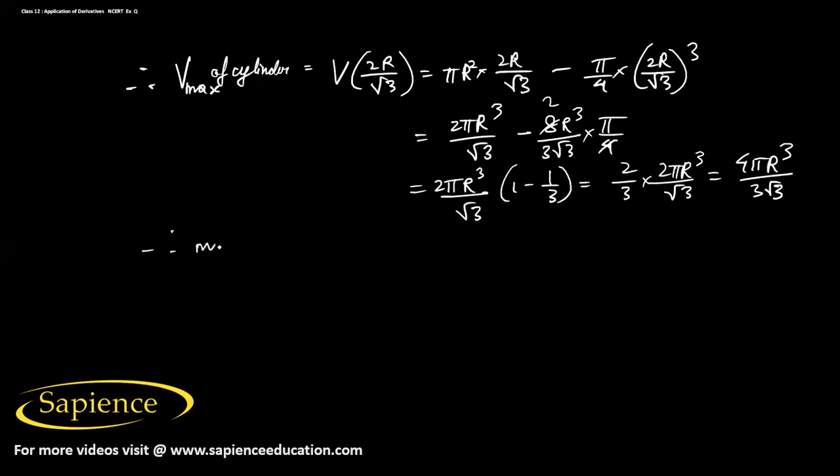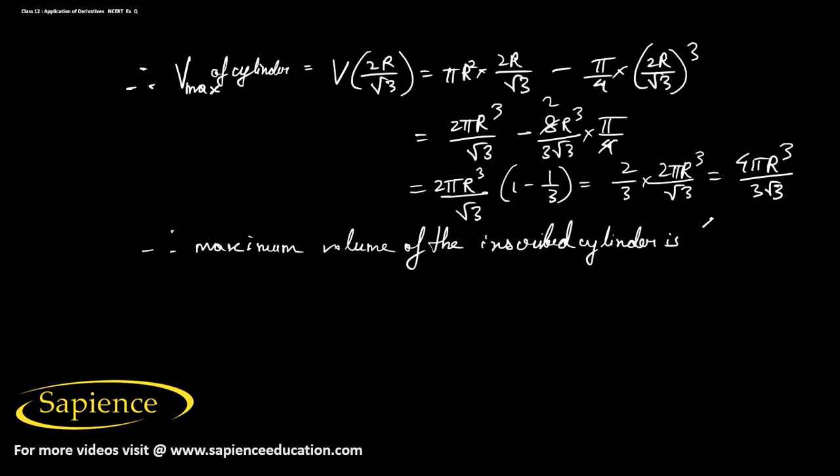So therefore, the required maximum volume of the inscribed cylinder is 4 pi r cube by 3 root 3. So this is the final answer.